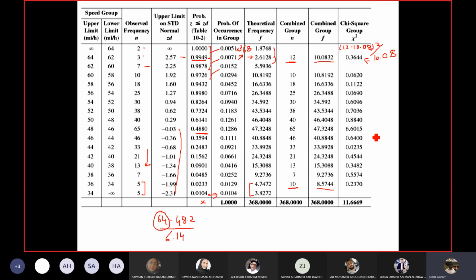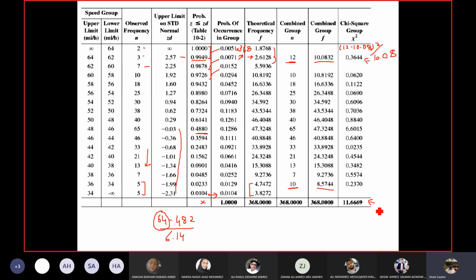You will have the chi-square value for each group, and then you do the summation of all values. So this is a summation of all chi-square values. This is the value you want for the check. 11.6669 is my final or full chi-square value. You can say it like this.